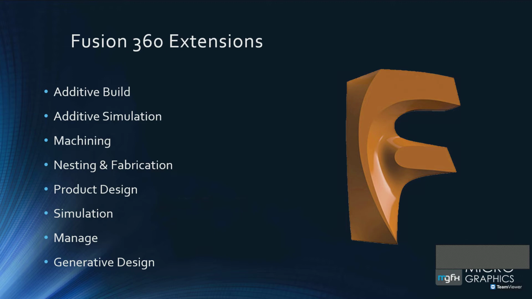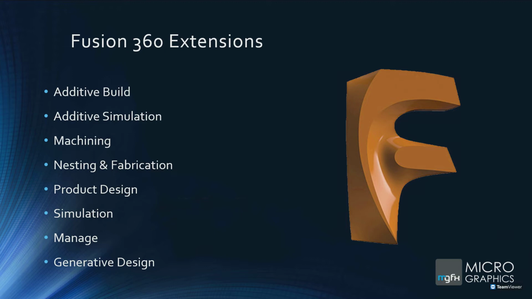Starting at the top of the list, we have the additive build for more advanced 3D printing, specifically for laser sintering. And we have additive simulation, which goes hand in hand with the additive build. So if you find you are needing to do a lot of additive manufacturing, 3D printing in metals, those two are a go-to. If you do a lot of machining, maybe you're a tool and die maker and you need to improve performance and get better surface finishes quicker, the machining extension would be there.